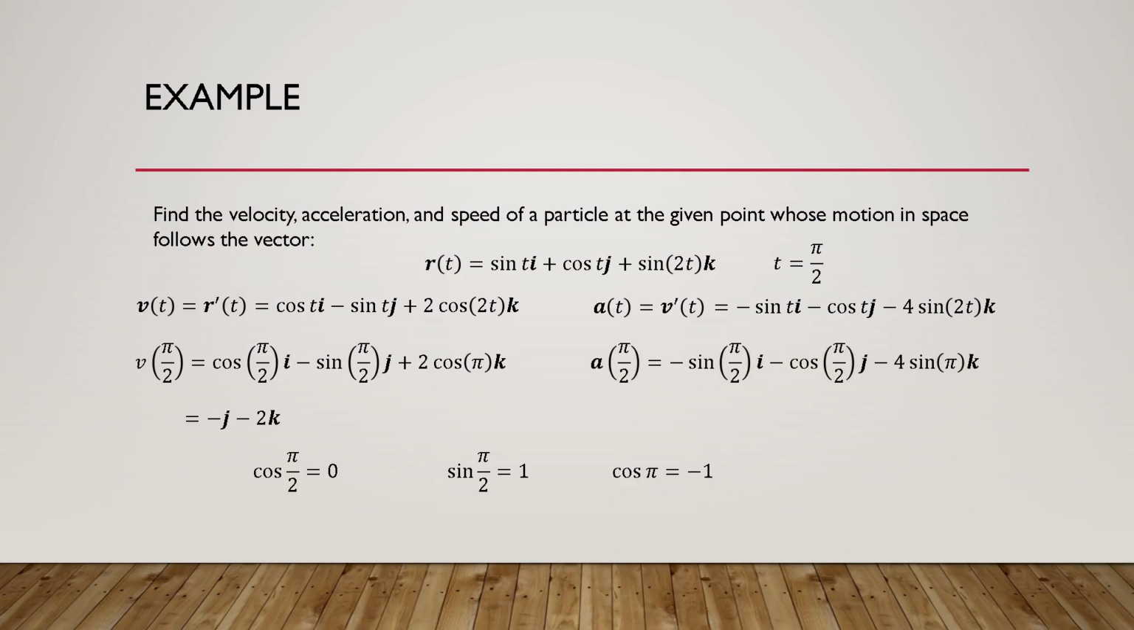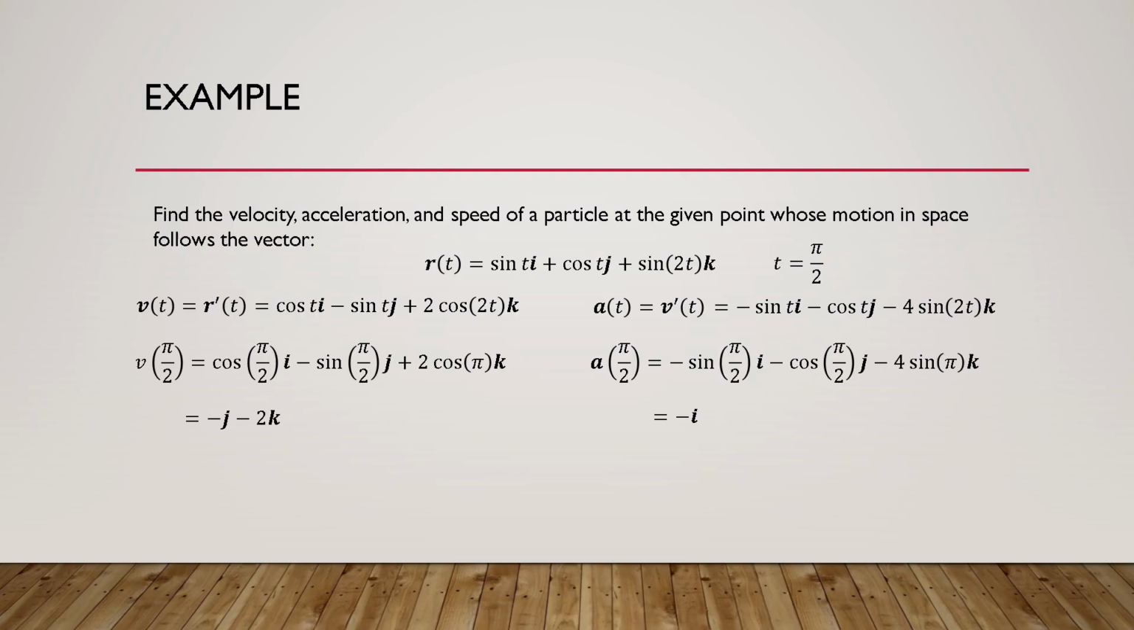Acceleration at pi over 2 equals negative sine pi over 2 i minus cosine pi over 2 j minus 4 times sine pi k. Again, sine pi over 2 equals 1, cosine pi over 2 equals 0, and sine pi equals 0. Therefore, the acceleration vector at pi over 2 equals negative i.